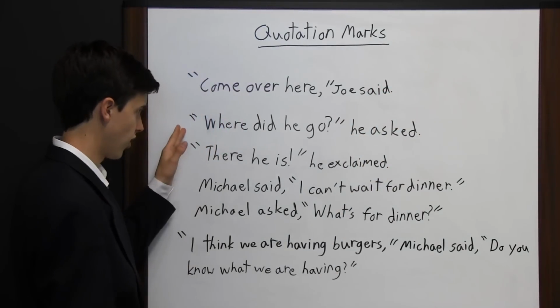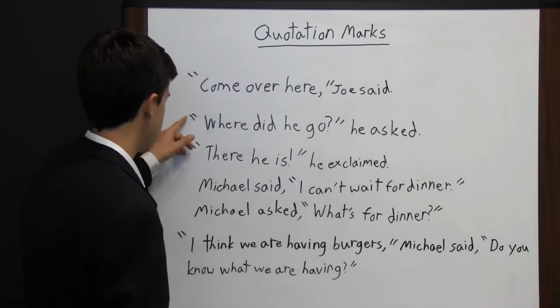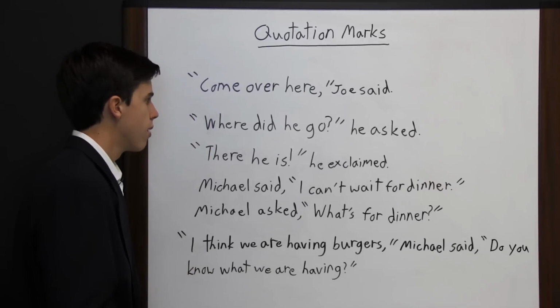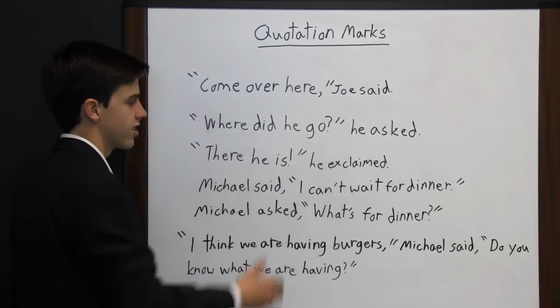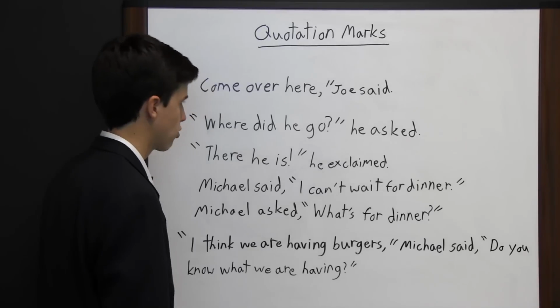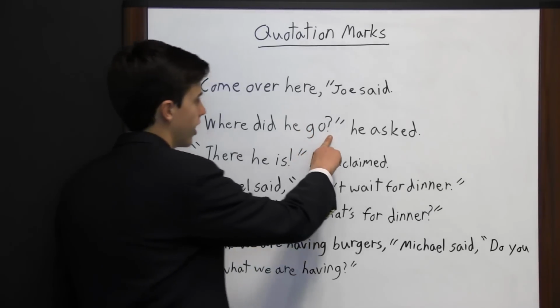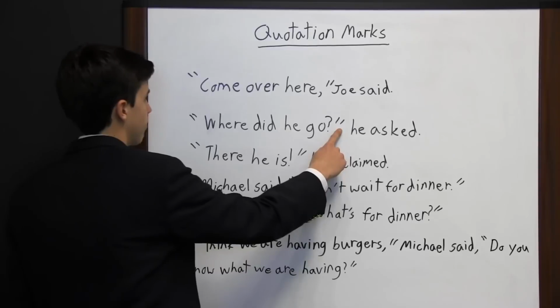So this sentence says, "Where did he go?" Notice we open up with quotation marks, capitalize the W, but if where did he go stood by itself, it would have a question mark because it's a question. So we put a question mark right here and then close with the quotation marks.